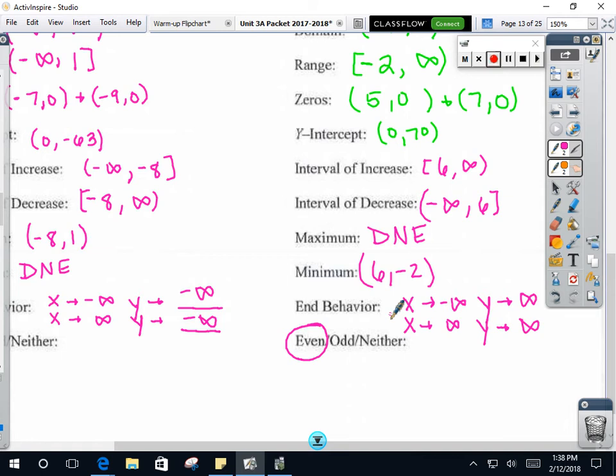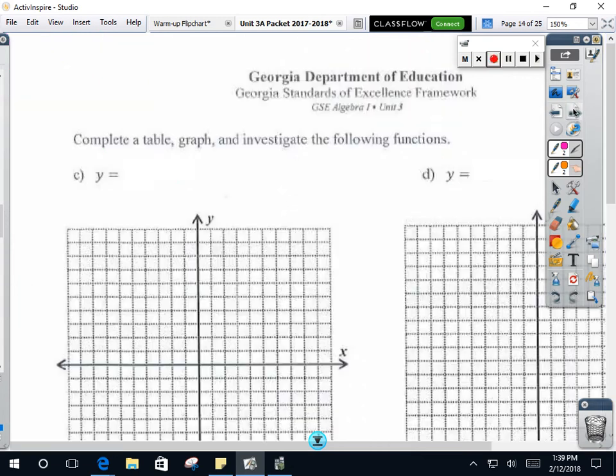Okay, now turn to page 10. Okay, scratch out the equation that was there. I'm about to give you a new one. It's y equals negative 4, parenthesis, x plus 3 squared plus 4.